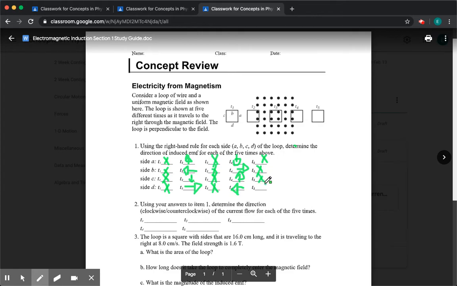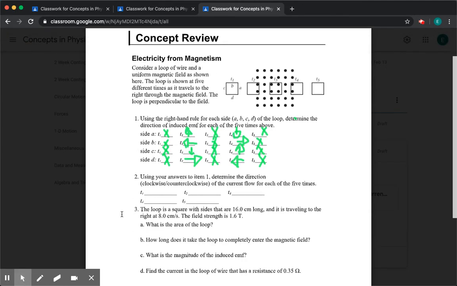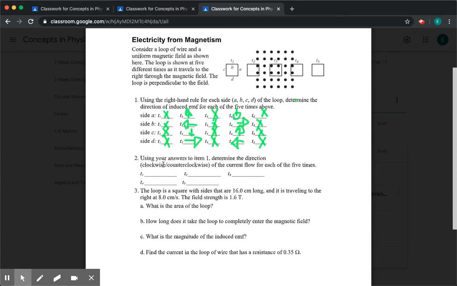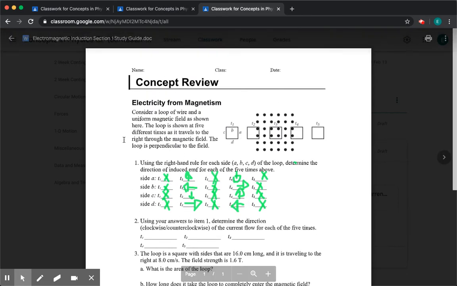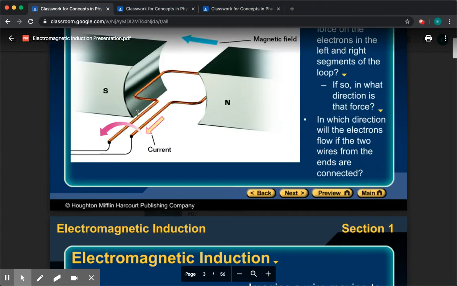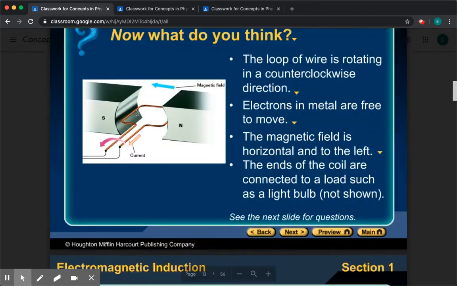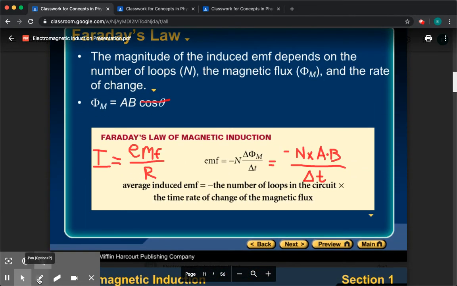I hope you guys are getting more comfortable using the right-hand rule. This is where you would apply it. Number 2, you can figure out from number 1, and then number 3 is just another example of using the equation. So this is what you're going to be doing for today. Two equations to apply. You have the EMF equation, and you have the current equation. These are your two equations. Remember, you can ignore the cosine. Don't let the cosine piece scare you. These are your two equations you're using for today and the two concepts.